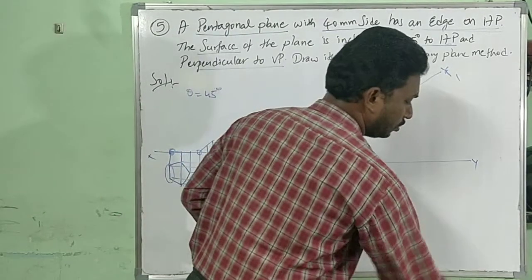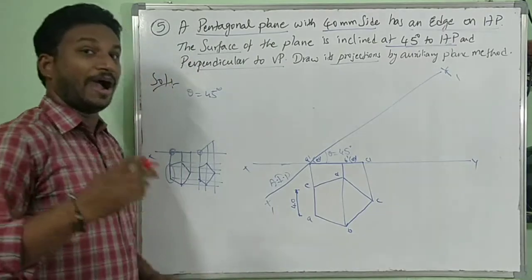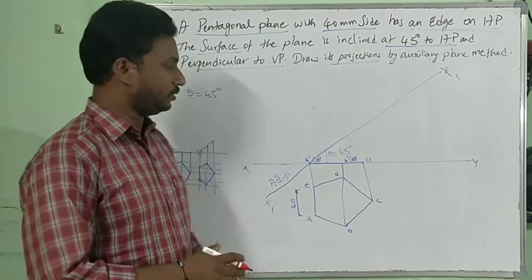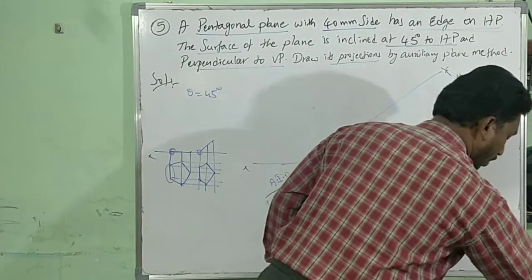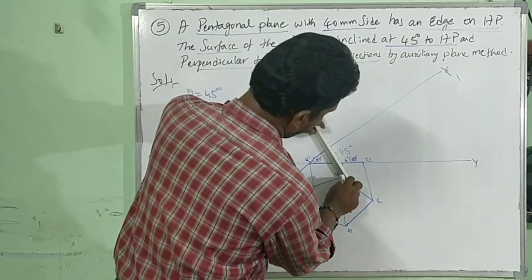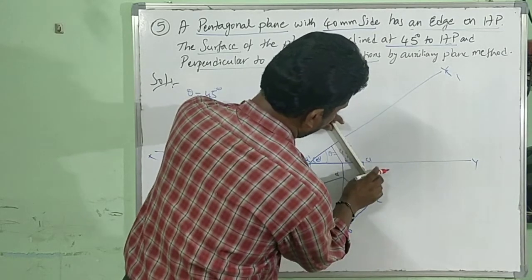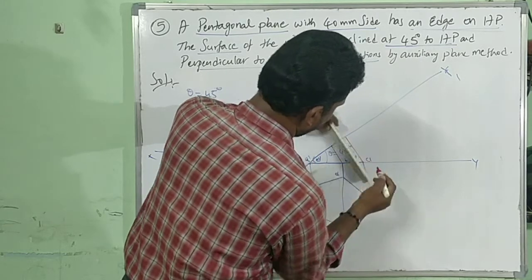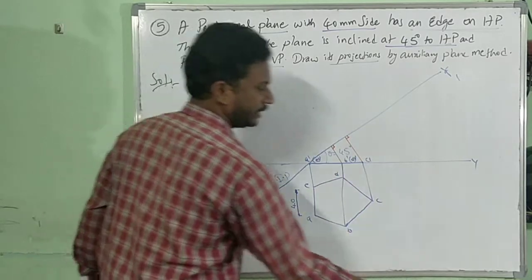As usual, you have to draw perpendicular lines from the adjacent front view. Here the front view is coinciding with the xy line. So perpendicular lines to what? To the new x1, y1. Here also it should be drawn, but it's coinciding. This is 90 degrees, this is 90 degrees.